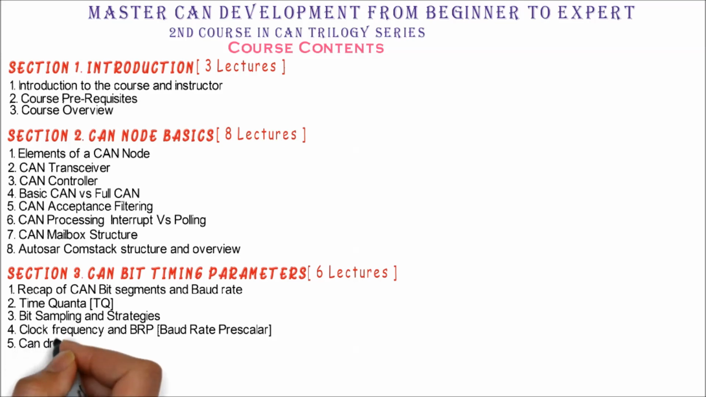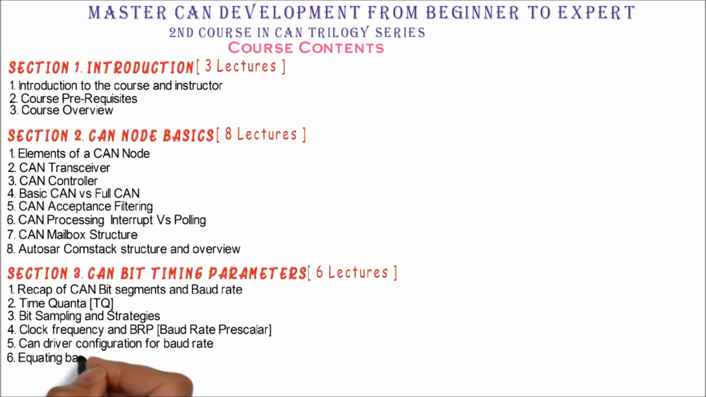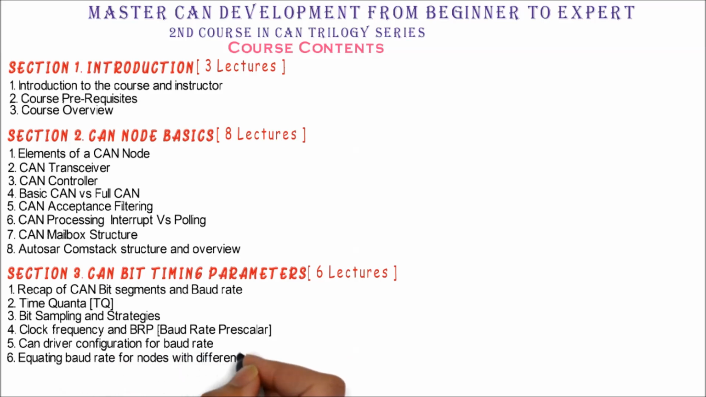The fifth lecture is the CAN driver configuration for baud rate. Here we get the practical insights into configuring CAN drivers for different baud rates. The last lecture is about equating baud rate for nodes with different clock frequencies. Here we understand different techniques for synchronizing the nodes with varying clock frequencies with examples.